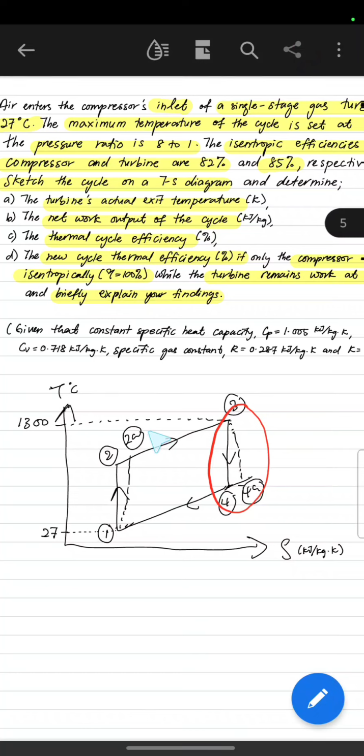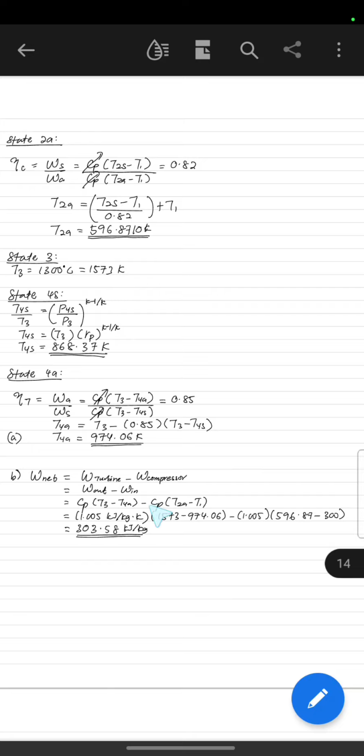And also you will see that the work in, which is your compressor, is happening at this part. So this is your work in, this is your work out, or in other words, this is the work at your turbine, and this one is the work at your compressor. Alright, so rearranging for the turbine over here and compressor over here, and next you fill in all the values, right? At the end of the day, you are going to get this value for your work net.